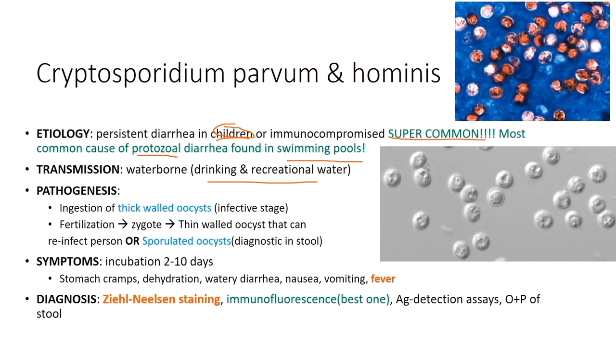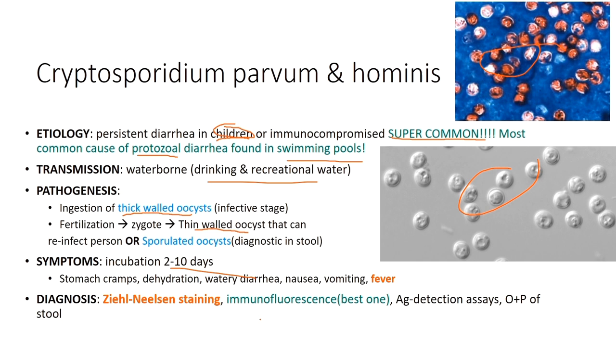And pretty much what happens is you ingest the thick-walled oocysts, which are these guys here, and that is your infective stage. It fertilizes zygotes, and it forms two structures. One is a thin-walled oocyst, and this guy can reinfect the human, and that's why it would be persistent. Or it can make sporulated ones that you can poop out, and guess what? We can find those on our stool O&P, which is these guys here. And that can reinfect another person, okay? Usually it's like 2 to 10 days incubation and lasts for a couple weeks after that point.